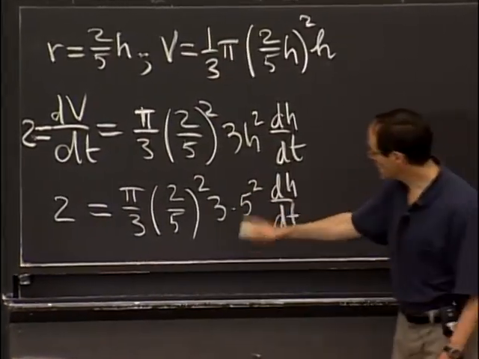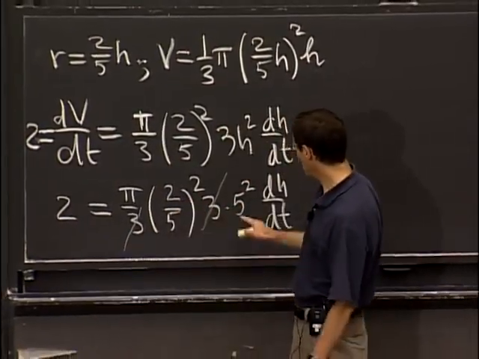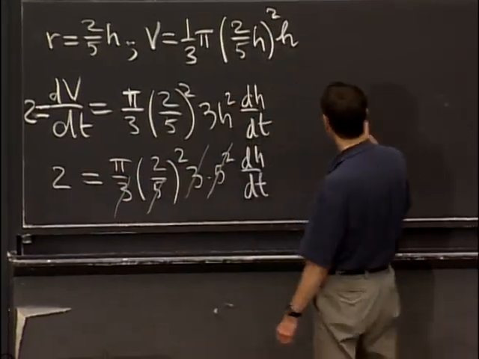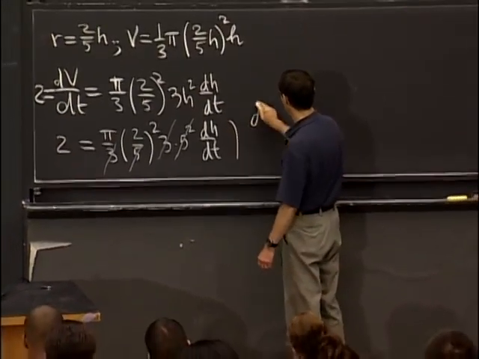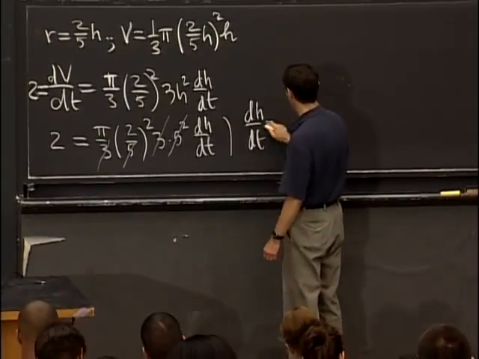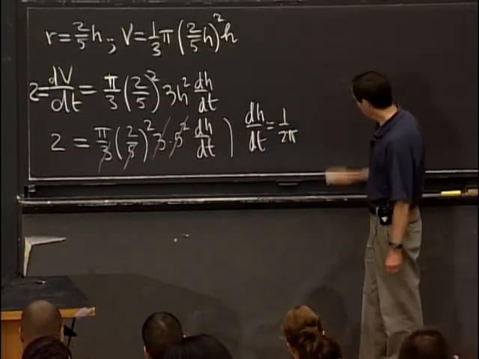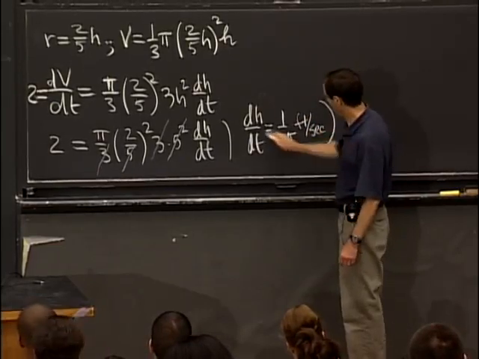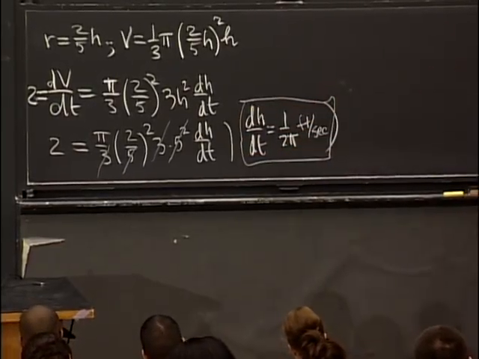And if you do all the cancellations, you see that this cancels this, and then one of the 2's cancels that. So all told, what we have here is that dh dt is equal to 1 over 2 pi. All right? And so that happens to be feet per second. And this is the whole story.